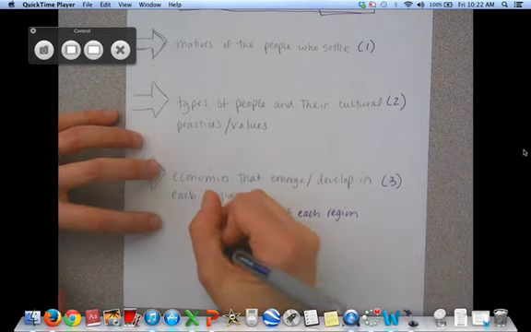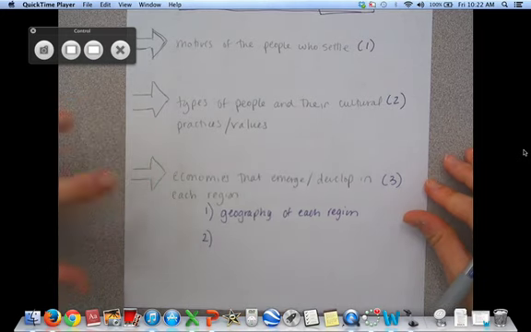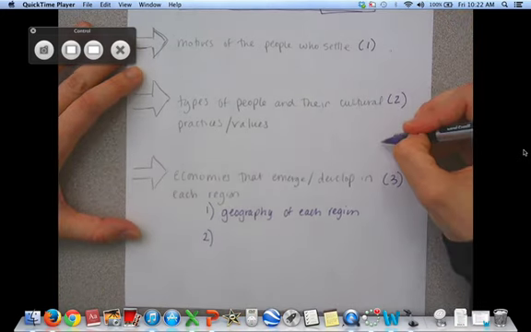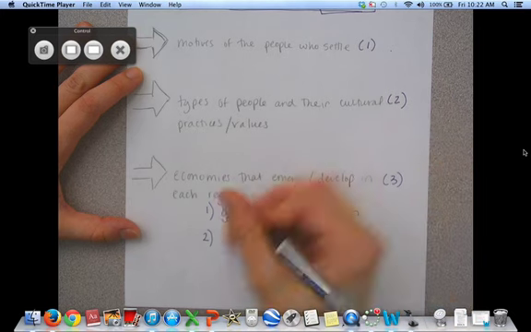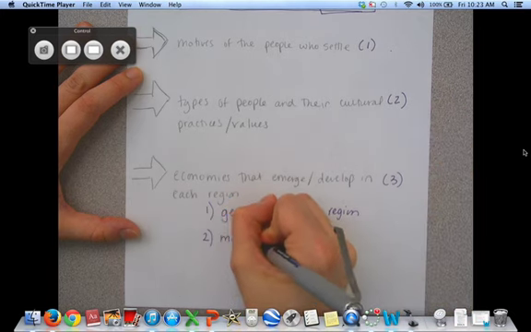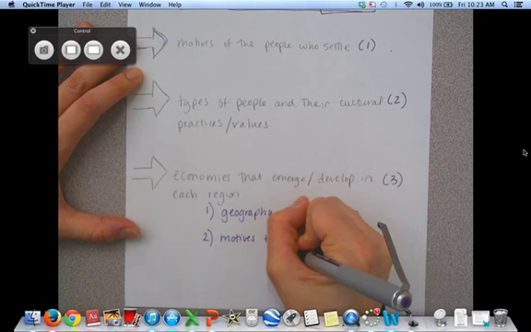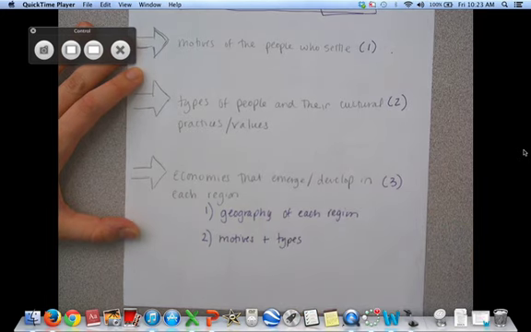The second reason it's different is because of the motives and the types of people who go. So then you have motives plus types. And obviously there's a lot of overlap.